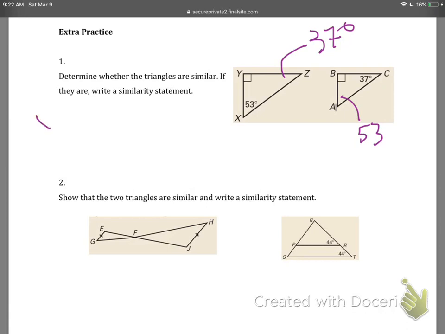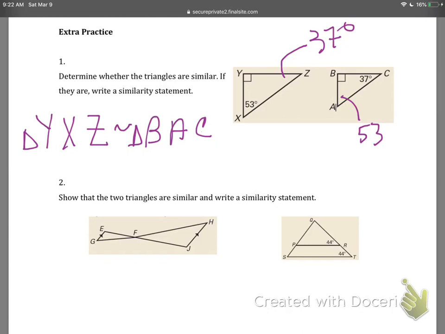So I'm going to start with the 90-degree angle, Y, and then go to the 53, X, and then go to the 37, which is Z, and follow the same order. 90, and I did 53 next. 53 is A, and C matches the 37. So these two triangles are similar, and that's my similarity statement.